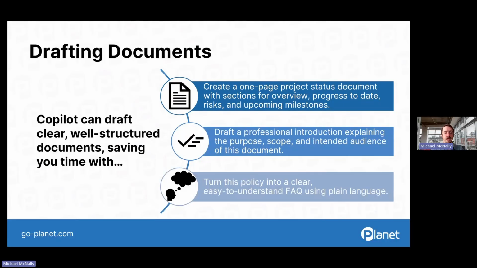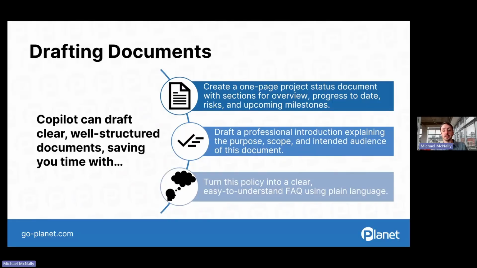So to see the examples that we have here, maybe we want to create a one-page project status document with sections for overview, progress to date, risks, and upcoming milestones. And we could potentially refer to a certain file that we have access to, or maybe something that we are already working on in an existing chat. We can add that as a later prompt to maybe create something new for us.